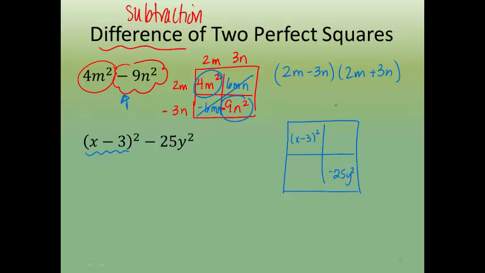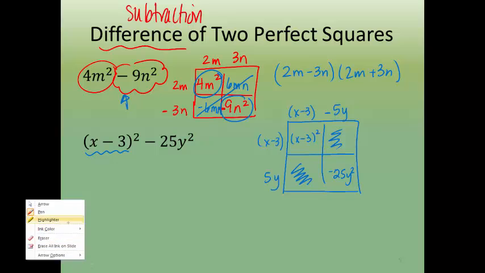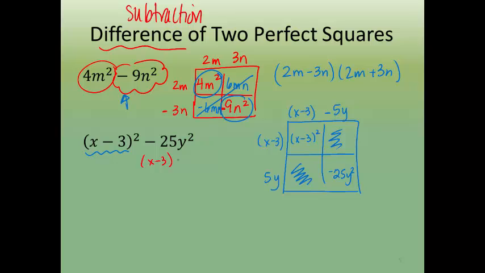Well, to make the 25y squared, I know I would need a 5y and a 5y, and one of them would have to be negative. And to make an x minus 3 squared, I'd have an x minus 3 times an x minus 3. Well, if you multiply these to fill in this box and to fill in this box, you would simply get opposites that would cancel, which means we've actually found the factored form of this. So my factored form is x minus 3 minus 5y times x minus 3 plus 5y.